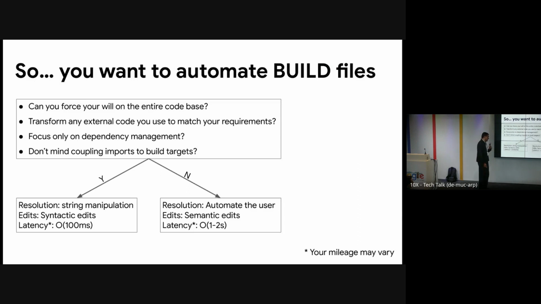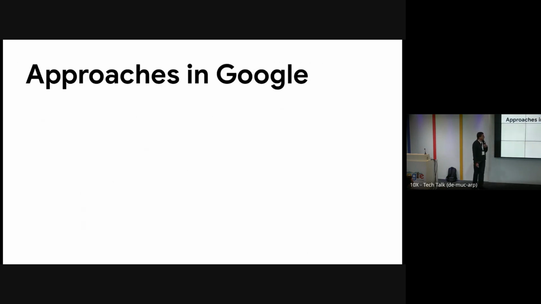In the other case, I would suggest that you just go all in on Bazel query, automate the user, and use semantic edits, and your latency will now be 1 to 2 seconds, right? This is what we have got. So what do we do in Google?